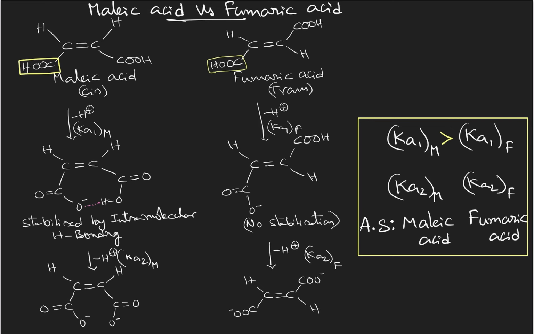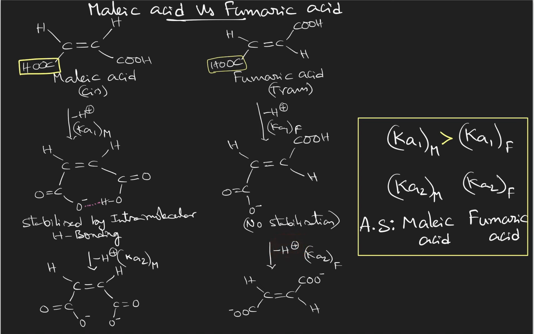The next point is the release of the second H plus ion. From malic acid, release of the second H plus ion will be comparatively difficult than the release of H plus ion from fumaric acid. The reason: to release the H plus ion from malic acid, it has to break two bonds, one hydrogen bond and another normal covalent bond. Therefore, more energy will be required, and the H plus ion release in the second step is slower. Whereas in fumaric acid, the hydrogen is not involved in any hydrogen bonding. Therefore, it needs to break only one bond, and the release of H plus ion is comparatively easier and faster.